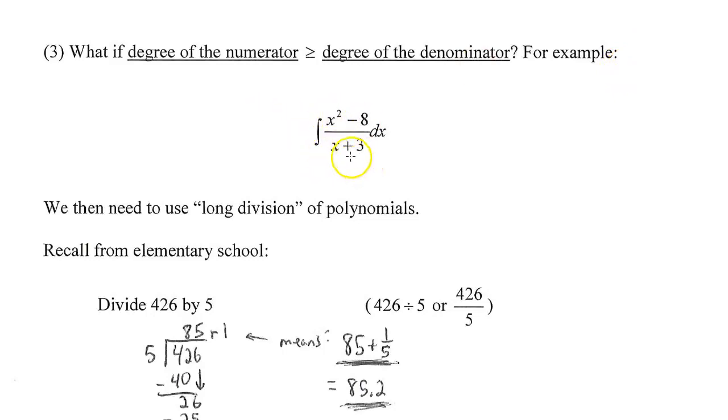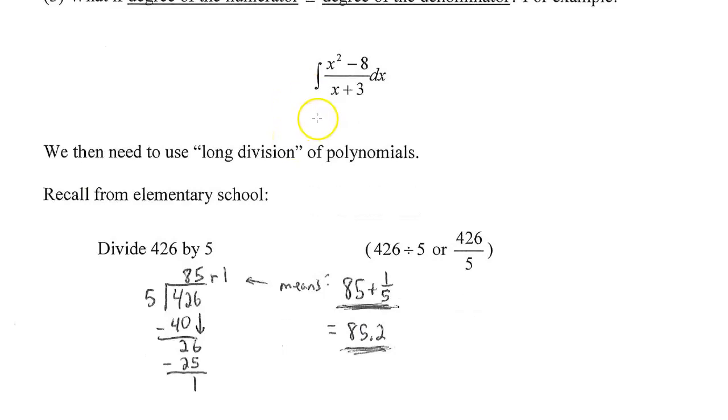Okay, how do we do an integral of this, right? Where the degree of the numerator is bigger than the degree of the denominator. Okay, bigger than or equal to. Well, we then need to use long division of polynomials. So let me just explain this here in the last 2 or 3 minutes here.